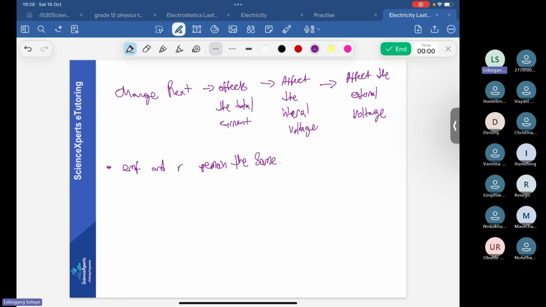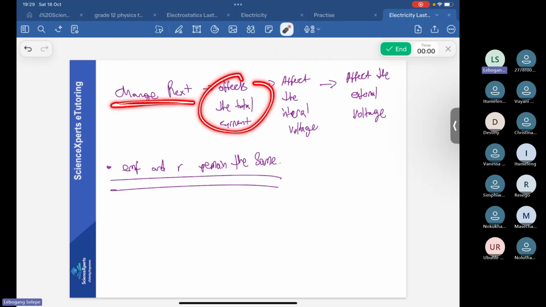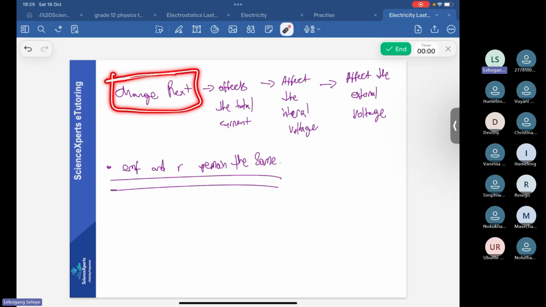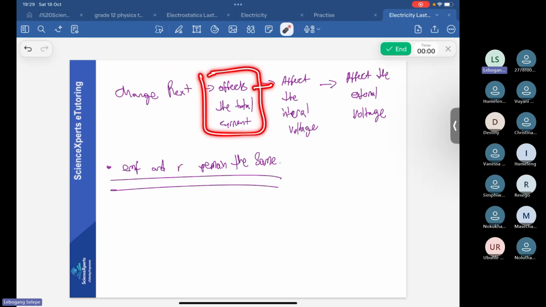Guys, now I'm making you cram. This is the process of answering that explain question if there is an internal resistor. So first things first, you can't change the current without changing the R external. In some questions, they might skip the fact that R external was changed first. They just give you what happened to the current, and then you need to explain what happens down this process.